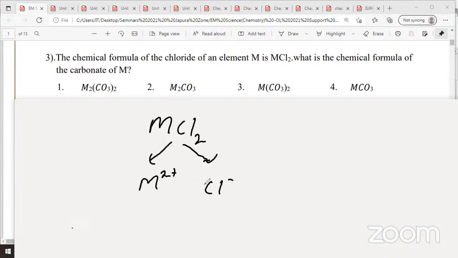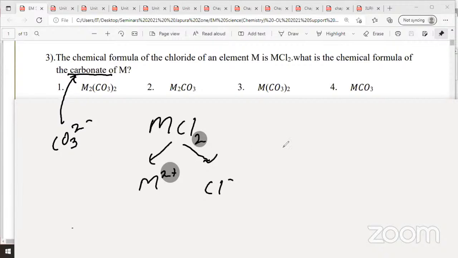So why is 2 given? To get the charge of M. That's how you get 2 plus here. If you know the charge of M, you can get the formula of the carbonate. So you should know what carbonate is. Carbonate is CO3 2 minus. The ion radicals and the charged ions, you should know that carbonate is CO3 2 minus.